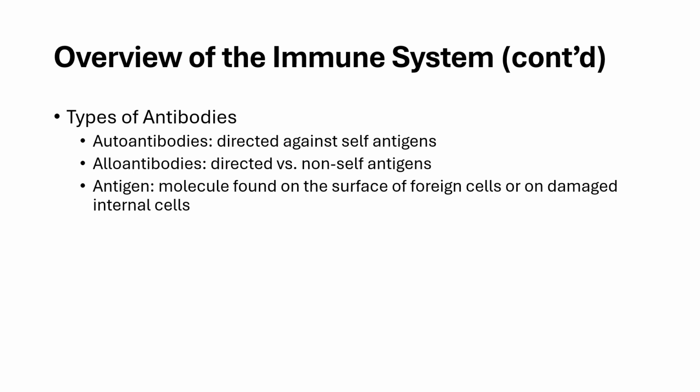So as mentioned earlier, we have different types of antibodies. We have autoantibodies, which are directed against self-antigens. These antibodies mistakenly target and react with the person's own tissues or organs, and can contribute to autoimmune diseases. Alloantibodies are directed against non-self antigens. These antibodies react with antigens from other individuals of the same species, commonly seen in transplant rejections or blood transfusion reactions. An antigen is a molecule found on the surface of a foreign cell or damaged internal cells. Antigens are recognized by the immune system as a target for immune response.